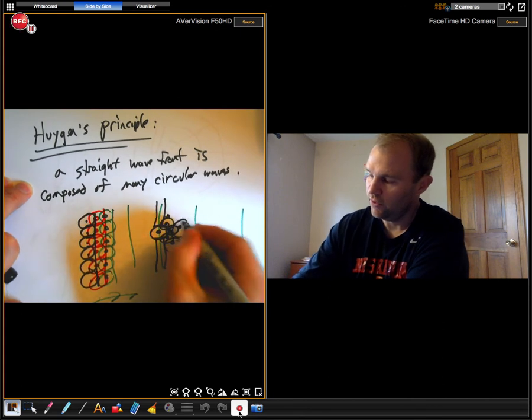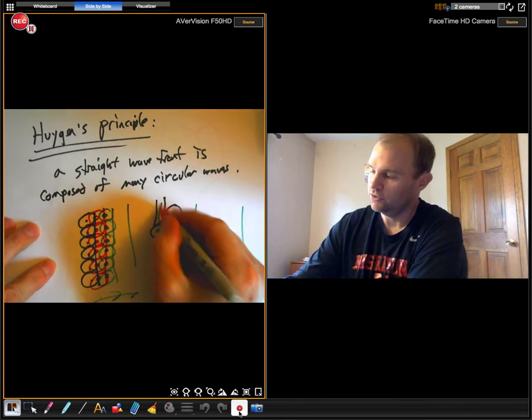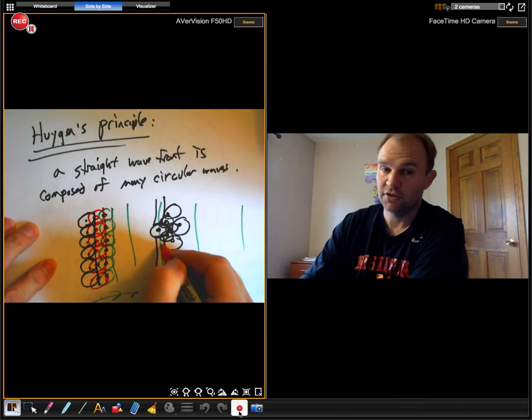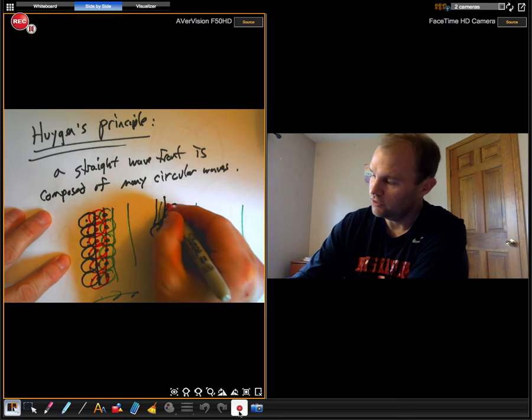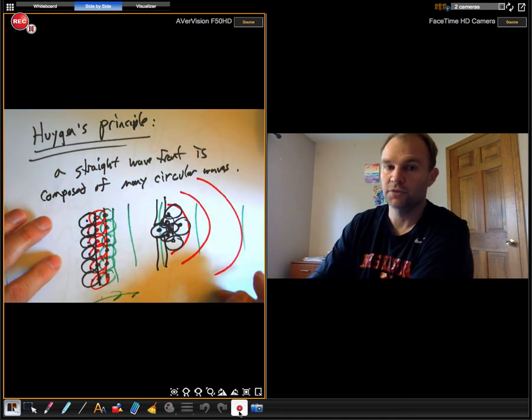And you see how the wave front has changed shape now, because there were no other dots on either side of it disturbed, because the barrier is in the way. And we start to make these circular wave fronts and spread out. And so that's Huygens' principle.